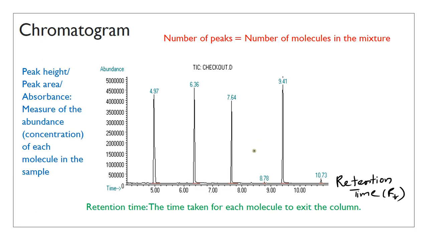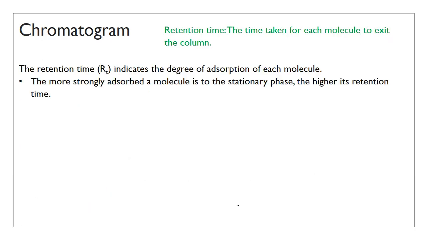So if I look at this, I know that this particular molecule is in a much lower quantity than this particular molecule. All right. So the horizontal axis will give you information on the degree of adsorption, whereas the vertical axis gives you information on the amount of each substance in the mixture. All right, so let's talk about the horizontal axis of retention time. I don't think I need to make a slide on the number of peaks.